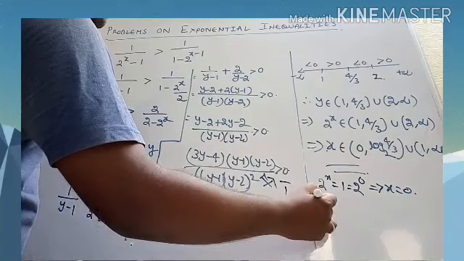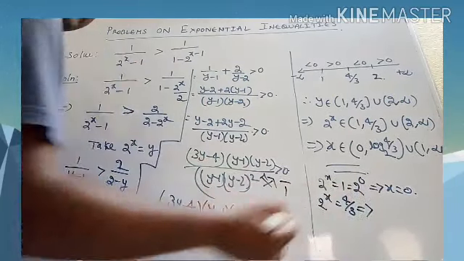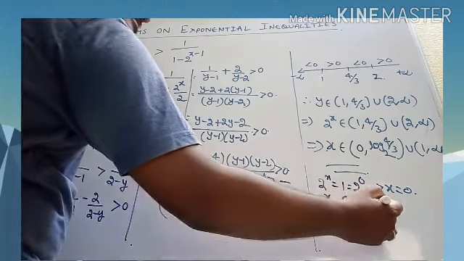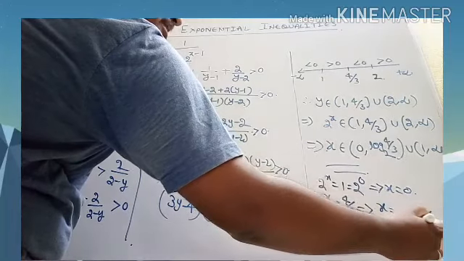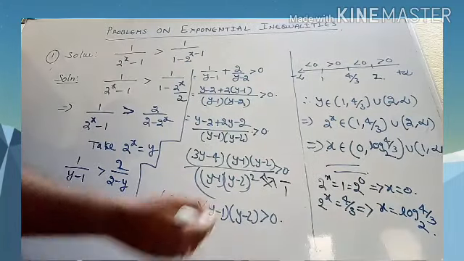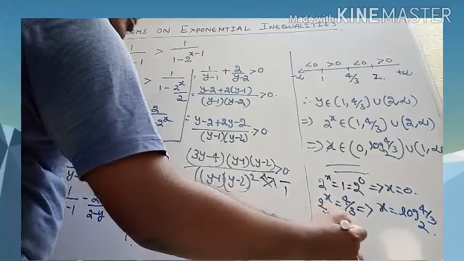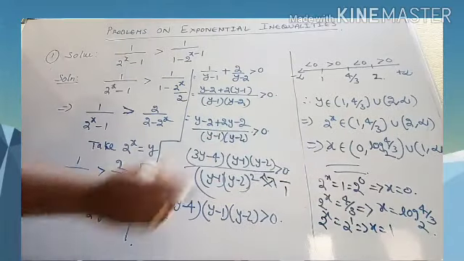When 2 power x is equal to 4 by 3, you can convert that into logarithm form: x is equal to log 4 by 3 to the base 2. In the same way, 2 power x is equal to 2 means x is equal to 1, and infinity becomes infinity.